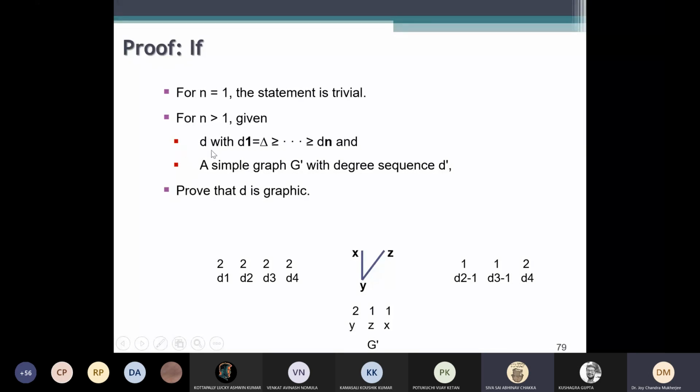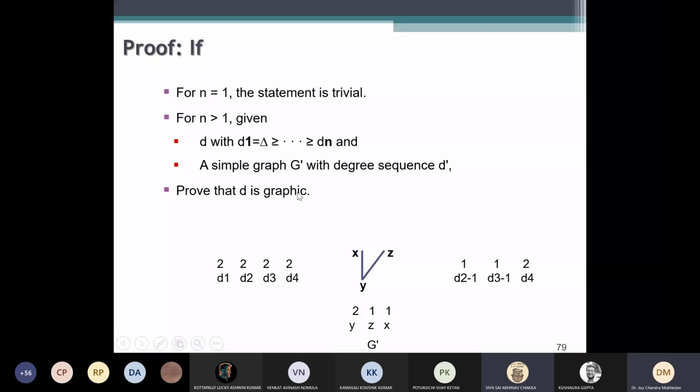So we are given D. What is D? D is a sequence of n integers. And we are also given a simple graph G prime with degree sequence D prime. So these two things are given. Now our objective is to prove that D is a graphic sequence.